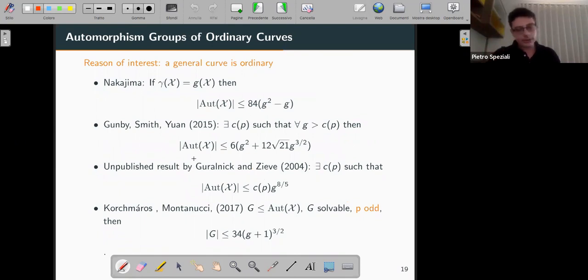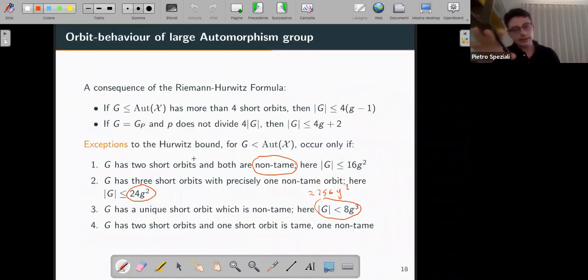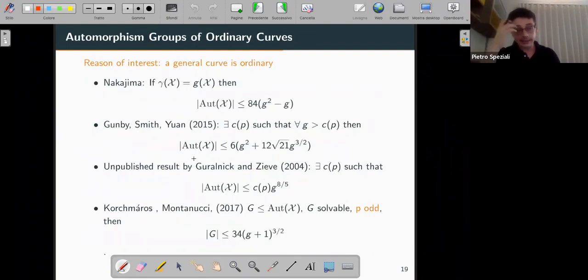But then, this is a further tool we use a lot. Sometimes it's hard to use, but well, it's something. So then I told you about the 0 p-rank case. Then let's go to the opposite side of the spectrum, ordinary curves, which is the generic case.